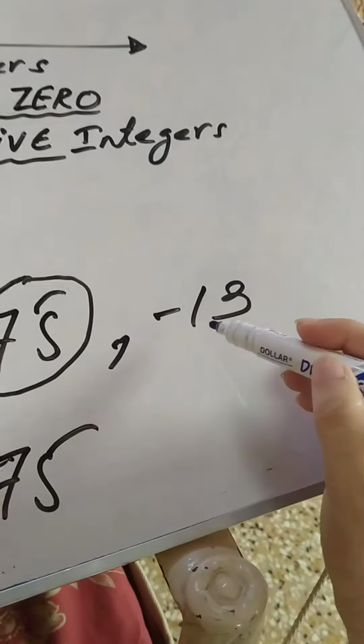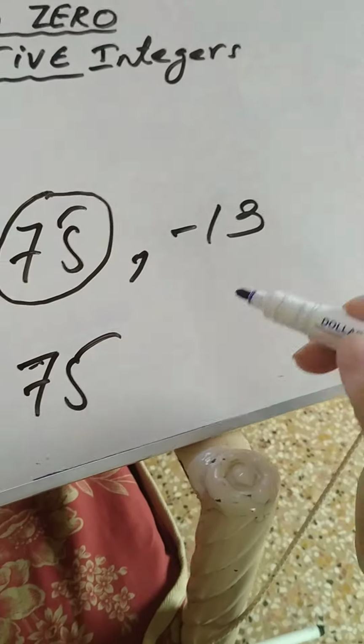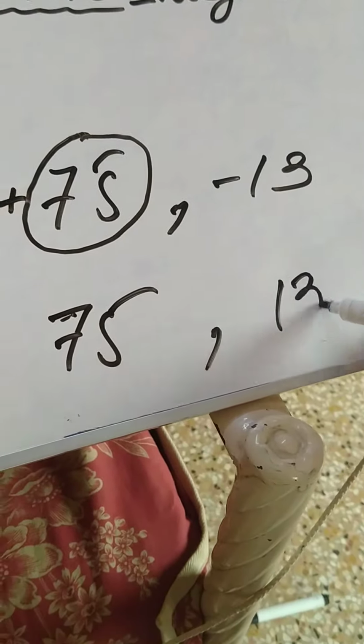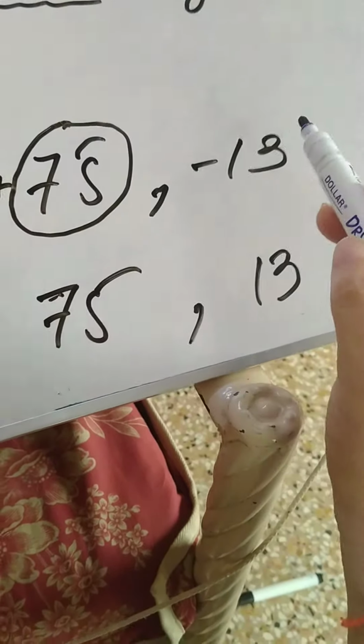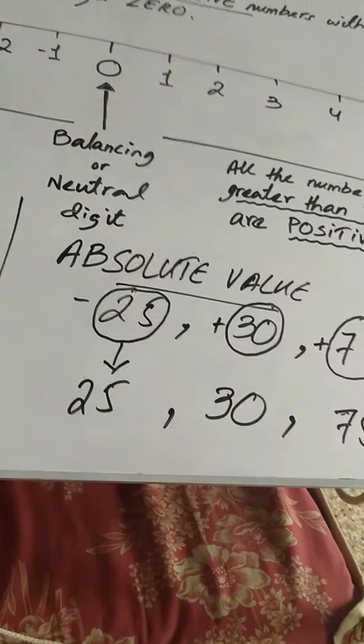Now guys, the last integer is negative 13. So this is a negative integer. So what is absolute value guys? Absolute value means only the number, not the sign. Ignore the sign. So the absolute value of minus 13, negative 13 is only 13. So this is, guys, absolute value.